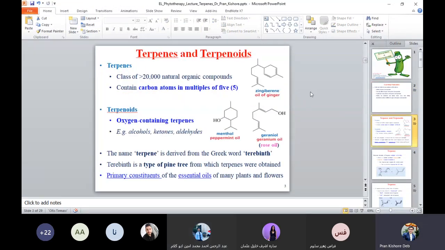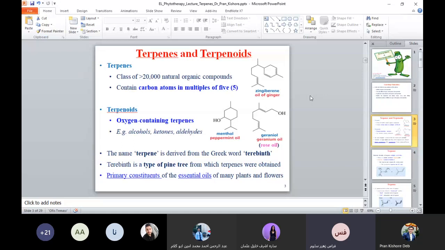So regarding terpenes and terpenoids, terpenes are a class of more than 20,000 natural organic compounds, okay, which contain carbon atoms multiple of 5. Do you remember this? I discussed this in one of the chapters. Who remembers? Where we discussed this, and I said I will ask the same question again. Is there anyone who remembers?